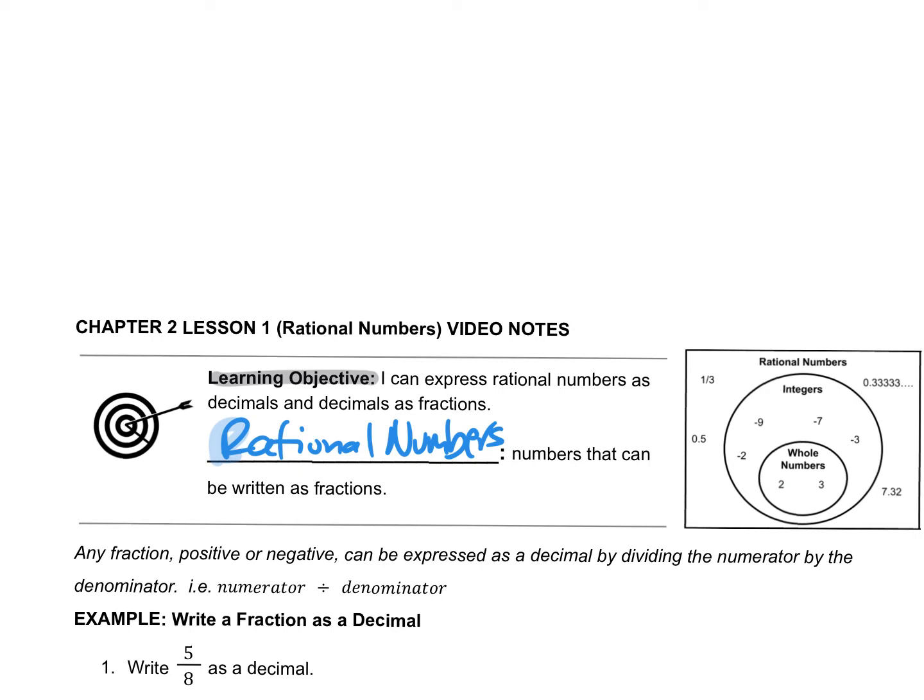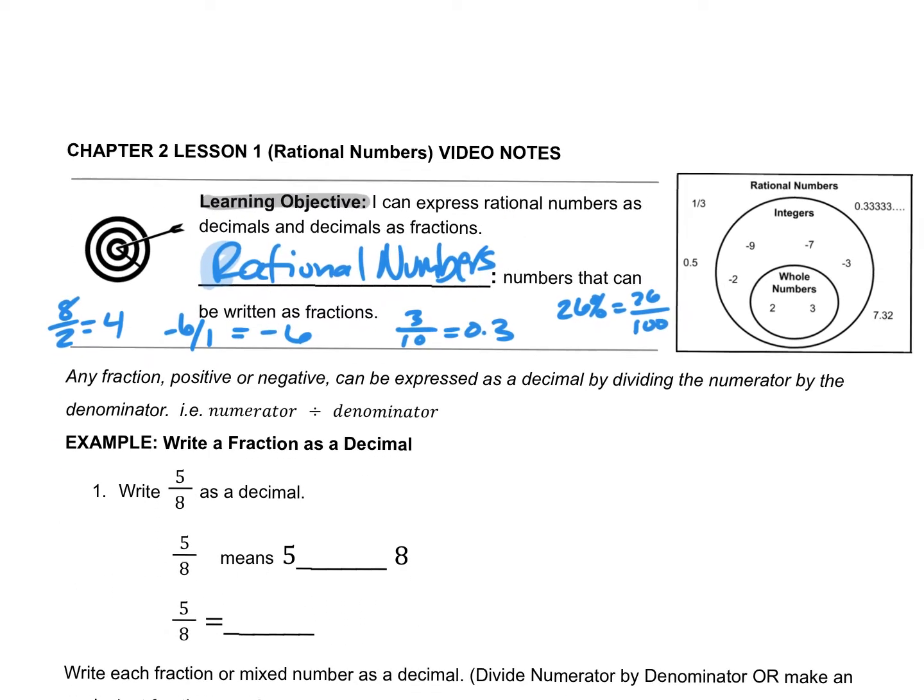And we know whole numbers can be written as fractions. For example, 8 over 2 is the same as 4. I know that integers can be written as fractions. Negative 6 over 1 is the same as negative 6. I know that 3/10 is the same as 3/10. Percents are also rational numbers. For example, 26% means 26 per 100. So a rational number is any number that can be written as a fraction. So it's a lot of them.